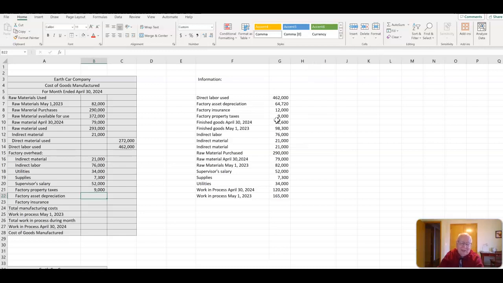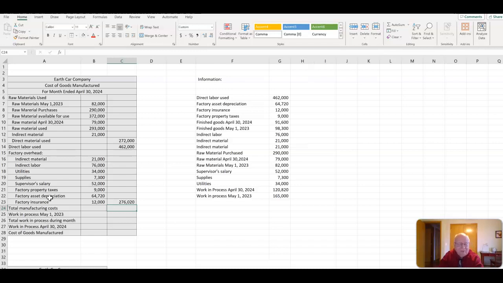The office property taxes and everything related to the office would go on the income statement yet. So we haven't done away with the income statement. Factory asset depreciation is 64,720. The office equipment and buildings, office buildings would go onto the income statement just like before. Factory insurance is 12,000. So what we have here then, if we add these up, we have $276,020 for the factory, total factory overhead.